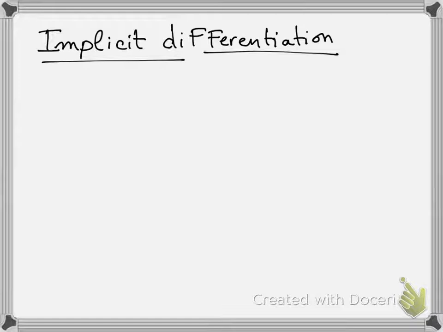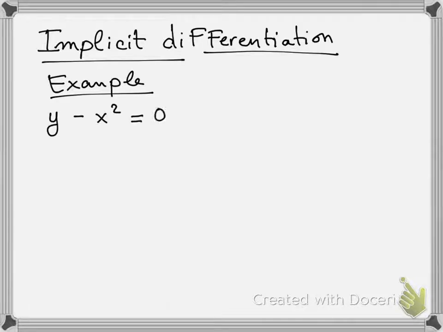Okay, so let me explain this. Let me start with an example. So, for example, let's say you have y minus x squared equal to 0, right? So we have some equation here equal to 0. So y minus x squared equal to 0 means that you can solve for y, right? Solve for y.